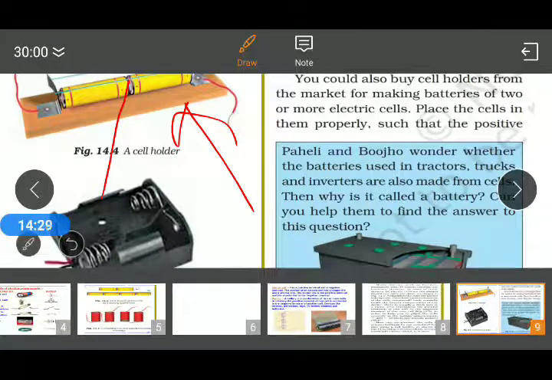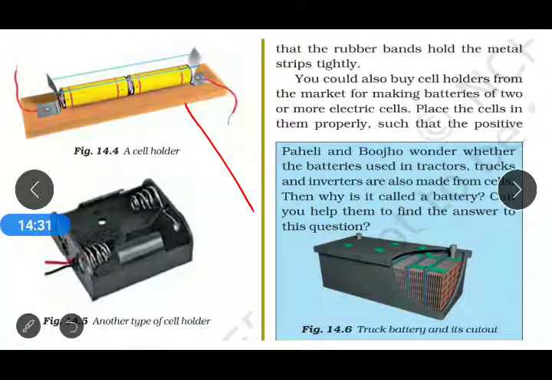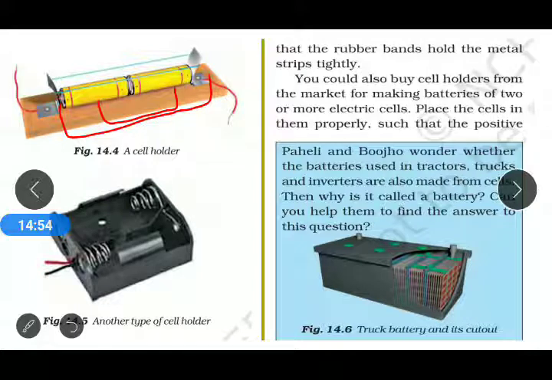So how are we able to make the cell holder? For that purpose, we take the wooden board, and on that we fix the two metal strips. In between them we place the 2 cells. This is the series combination. Here we are using the series combination of cells. That means lengthwise we connect the cells.